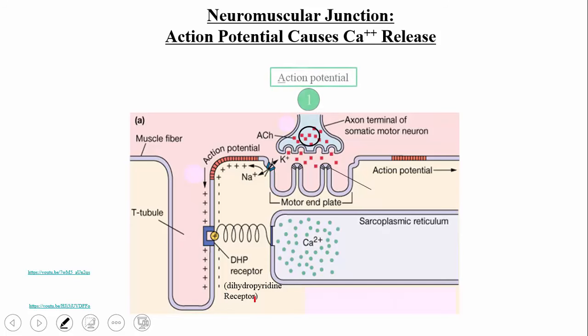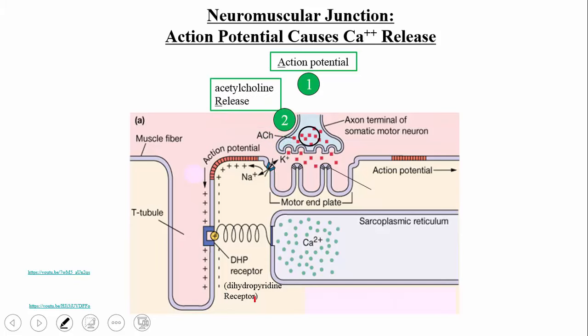So here's step one. Step one is that something called an action potential is released. We're not going to go into the details of what an action potential is right now. Think of it as an electrical charge passing through a nerve or a neuron. I encourage you to look at your book if you've never heard the term action potential before, just to look up a few line definition of it and maybe see a sentence or two about it, maybe a picture. But for now, let's just say an action potential occurs.